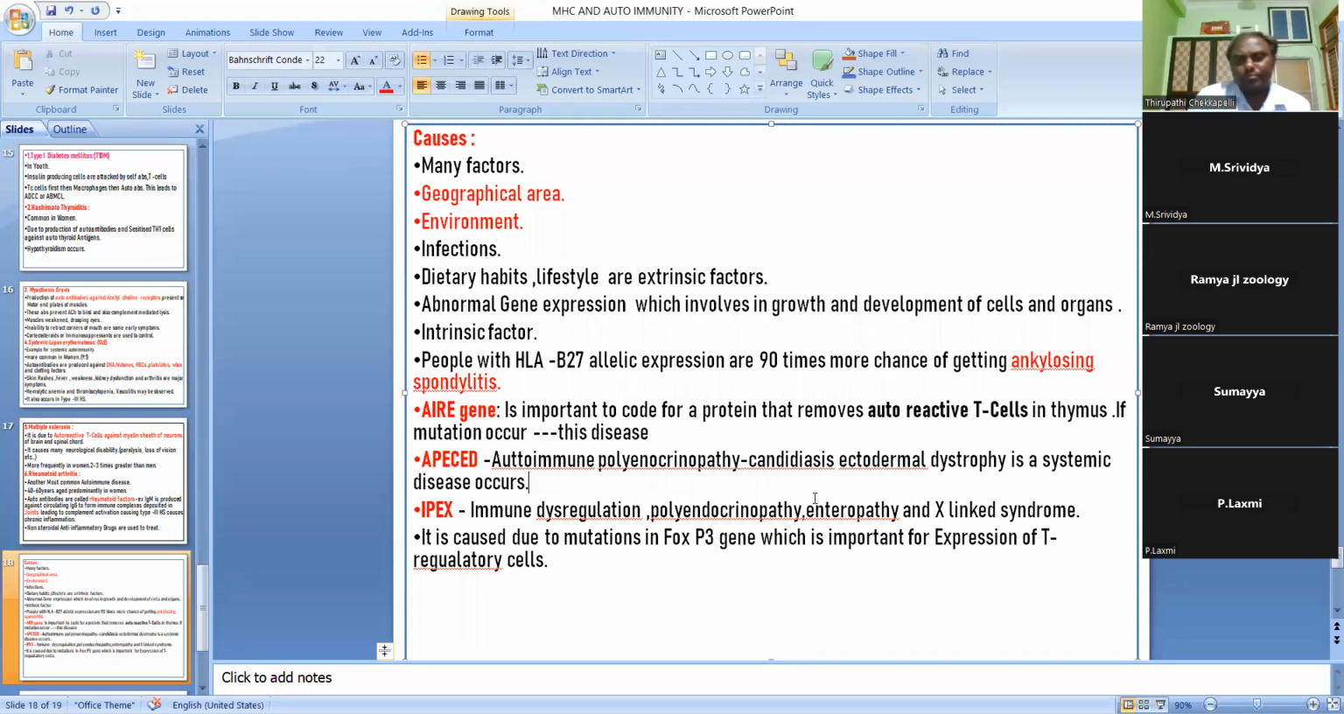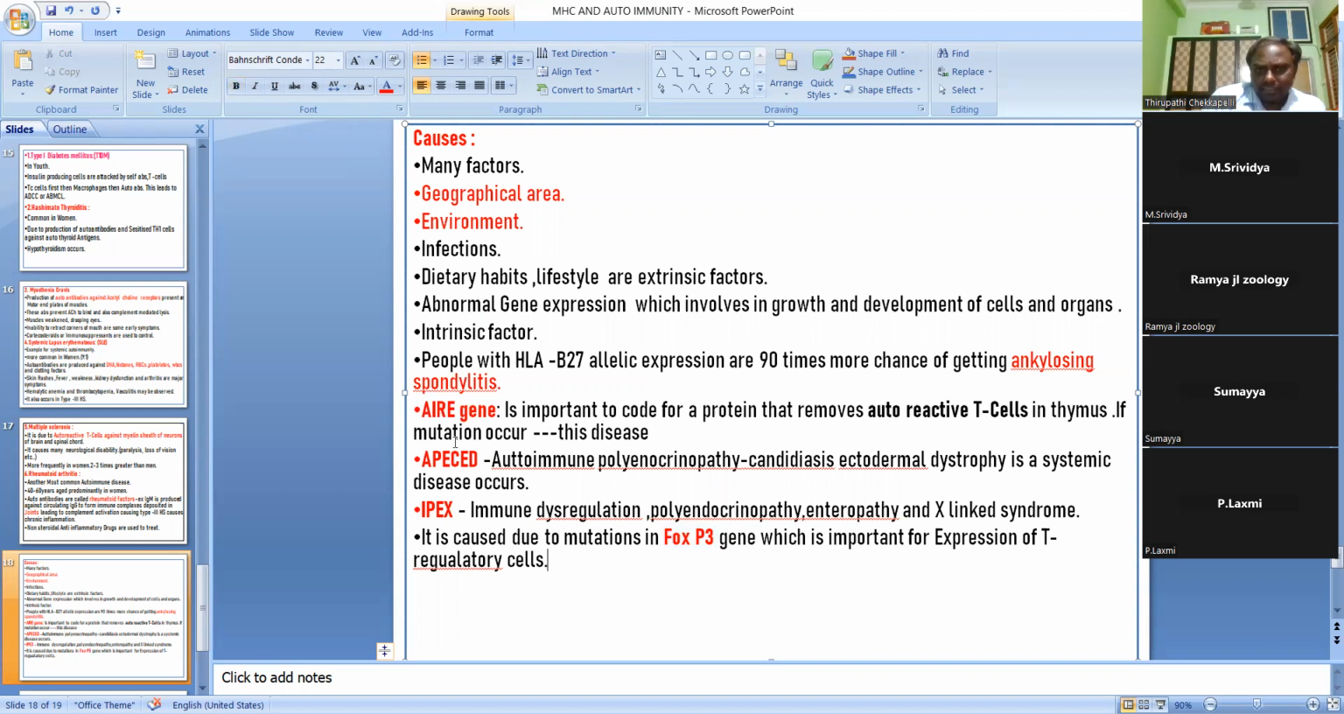So when AIRE is affected, that means it is related to a thymus gland disease. And IPEX, immune dysregulation, polyendocrinopathy, enteropathy, and X-linked syndrome, is caused by mutations in the FOXP3 gene, which is important for expression of T regulatory cells.